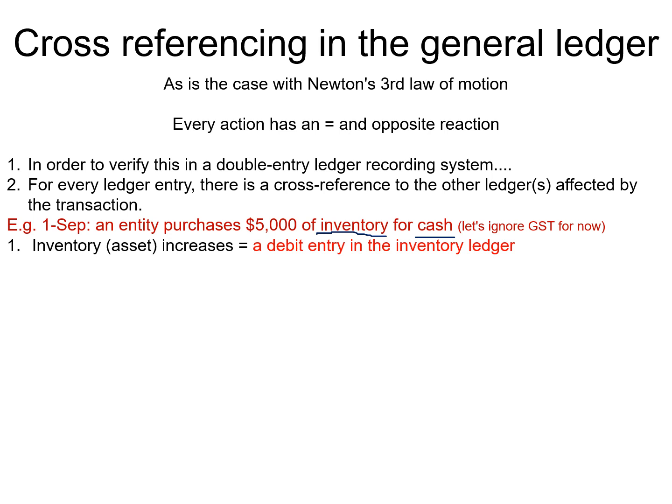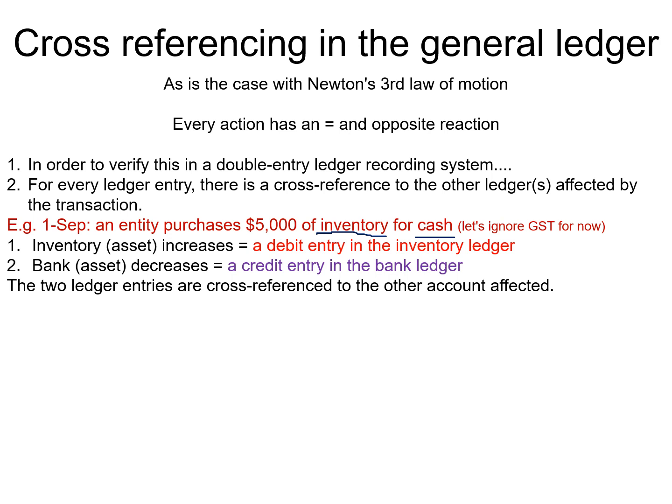So therefore, our first account, inventory, has increased, more inventory on hand, and our rules of double entry are that when we have an increase in an asset, that's a debit entry. The second account affected is our bank balance. We've got less cash. And when we have an asset decreasing, we have a credit entry. So we've got a debit and a credit entry there, 5K each, debits equal credits.